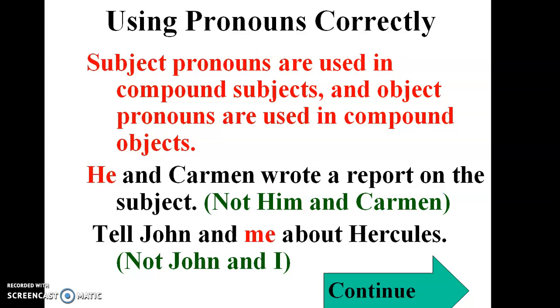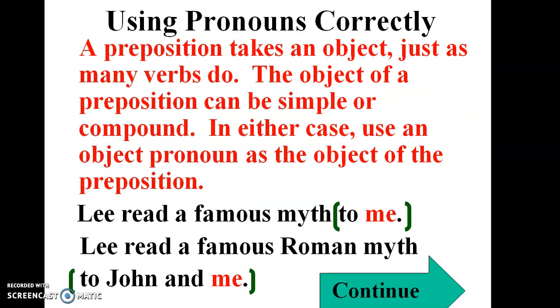Let's use pronouns correctly, yeah? The subject pronouns are used in compound subjects, and the object pronouns are used in compound objects. He and Carmen wrote a report on the subject. Not him and Carmen. Tell John and me about Hercules. Not John and I. A preposition takes an object just as many verbs do. The object of a preposition can be simple or compound. In either case, use an object pronoun as the object of the preposition.